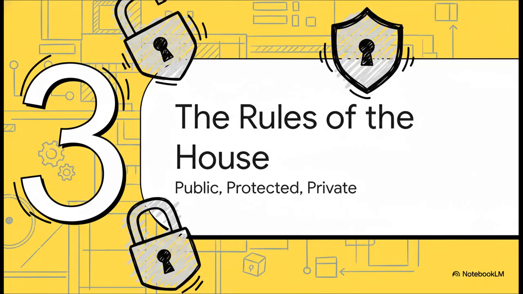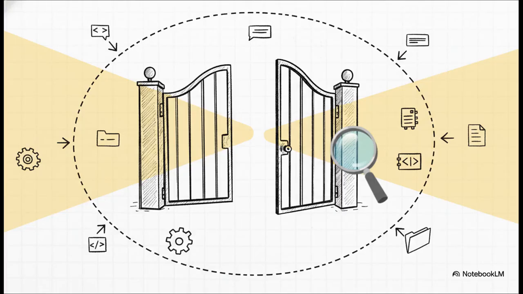And this brings us to the 3 secret rules that keep everything safe and sound. You can think of them as different security levels for all the information inside our blueprints. First up is the most open one, public. This is pretty much the default setting. If something is public, it's like shouting it from the rooftops. Any other part of the code, anywhere in the system, can see it and use it.